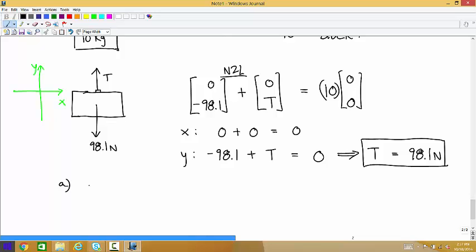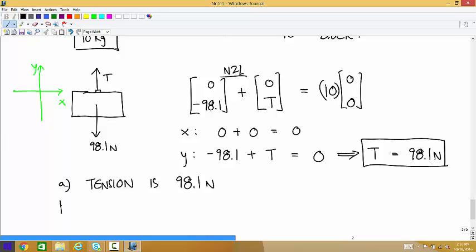So for part A, the cable tension is 98.1 newtons. Part B now asks for the force vector that the cable applies to the box. So what it's asking for is, when you plug 98.1 into this vector, what's the vector you get back out? The easiest way to do it is just take this value, 98.1, and plug it back into the vector that represented that cable force in Newton's second law.